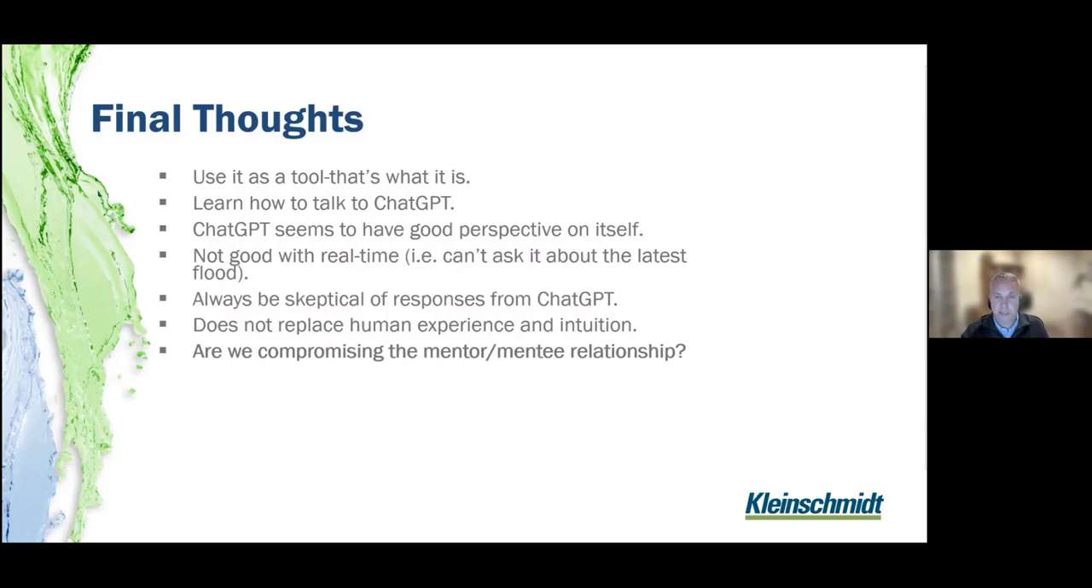This is something that came up when I was crowdsourcing some of my colleagues, a question that was very intriguing to me. Because I think this is a very important part of engineering in general, or even just science, is that mentor-mentee relationship. Are we going to be compromising that? Are mentees going to be looking to ChatGPT more than their mentor? Are mentors going to be just assigning the mentees to run it through ChatGPT? I don't think that's a good direction that this might be going in. So be very careful about that. Let's hope we don't lose that relationship.